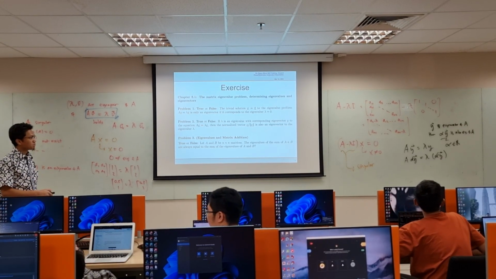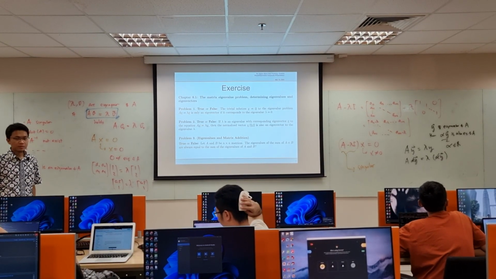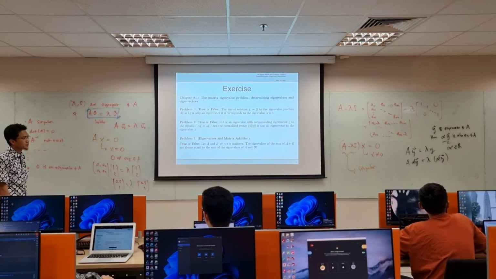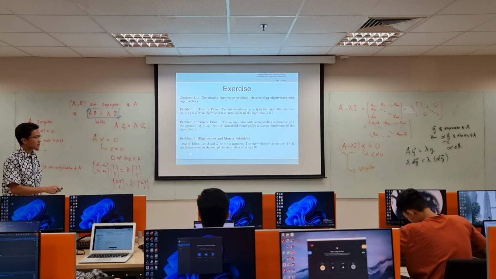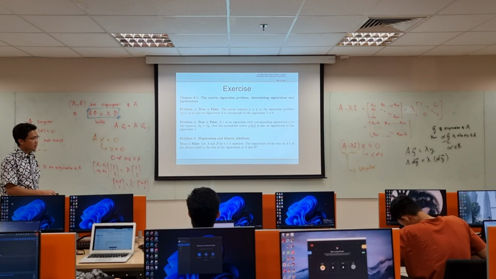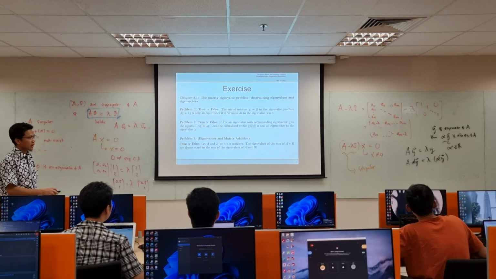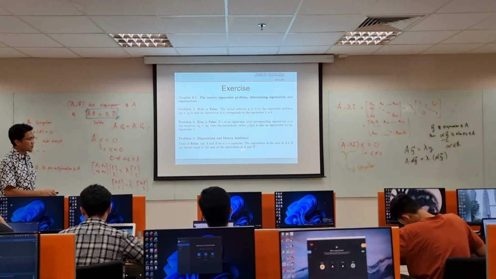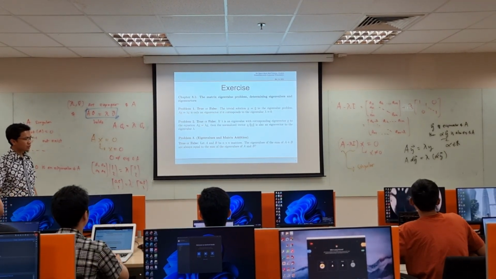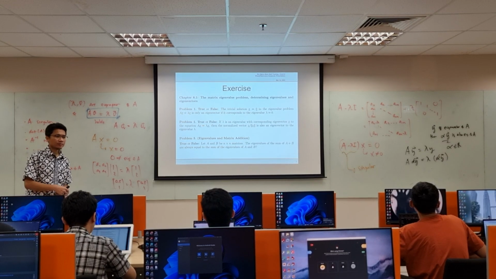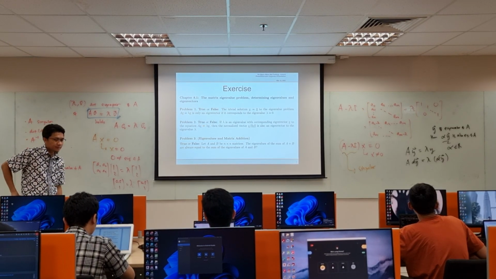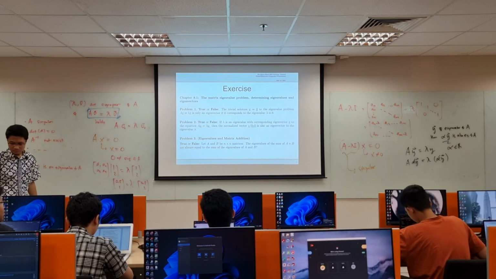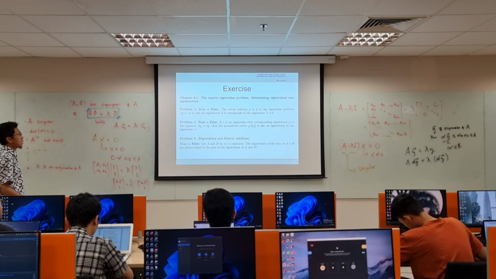Okay, the next problem. Eigenvalues and matrix addition. A and B are square matrices. Are the eigenvalues of the sum A plus B always equal to the sum of the eigenvalues of A and B?